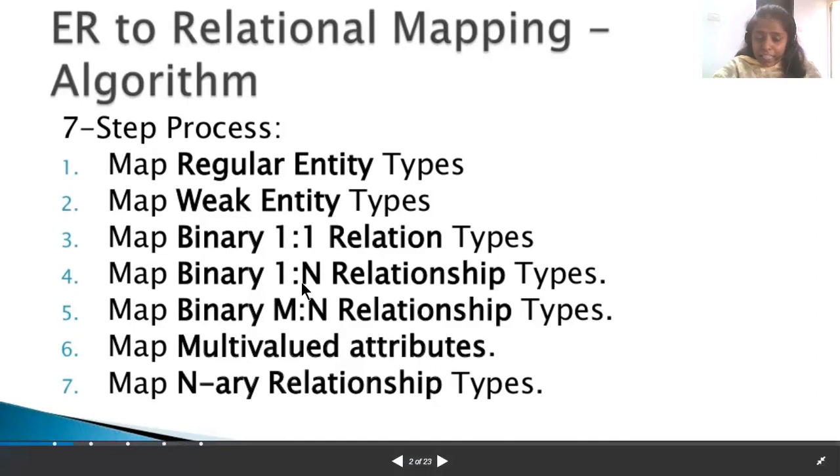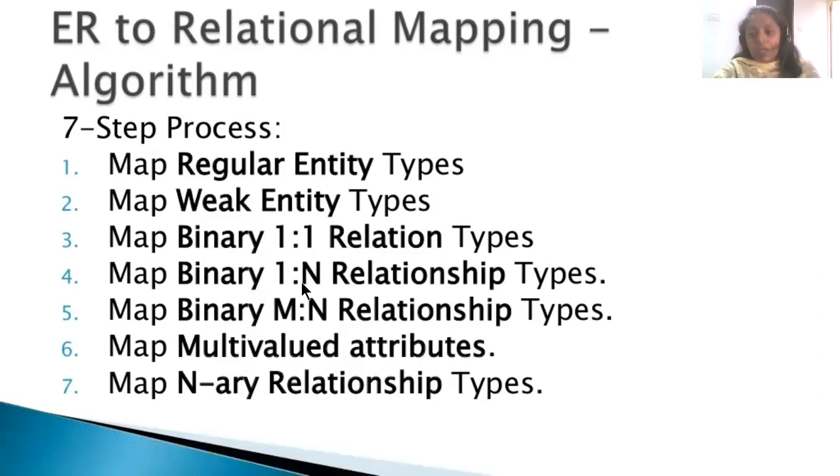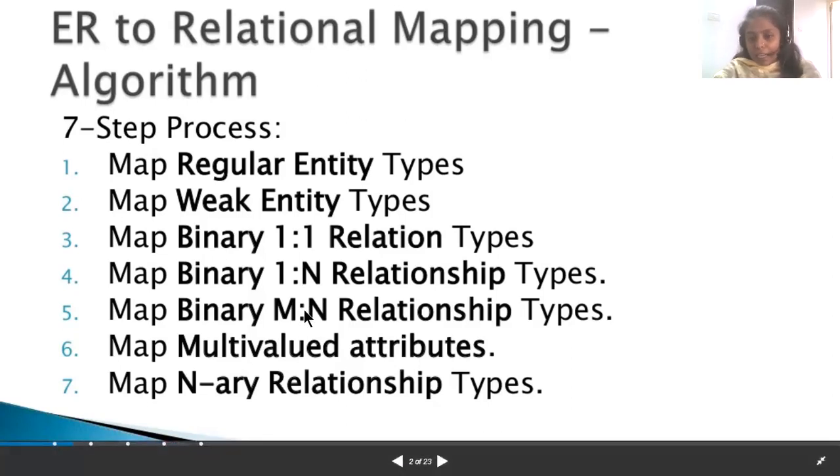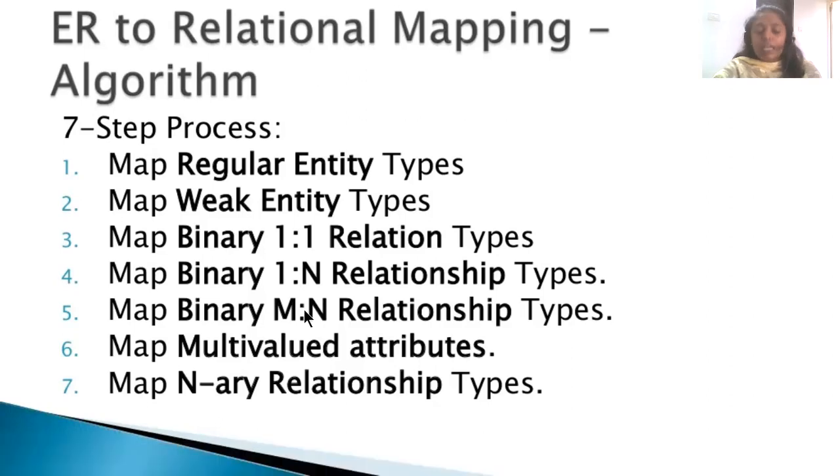Next we check the one-to-many relationships: which entities have a one-to-many relationship, and then we convert that relationship into the relational model. Then we convert the many-to-many relationships. And after the conversion of all these three types of relationships, only then do we go for the multi-valued attributes.